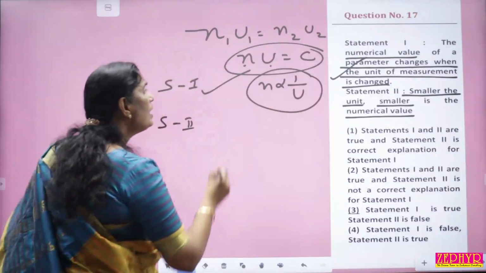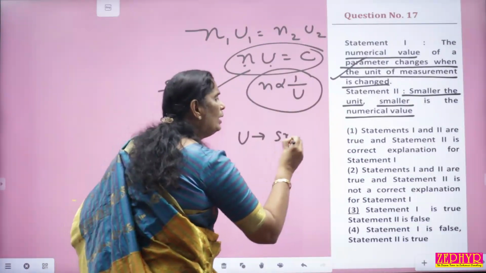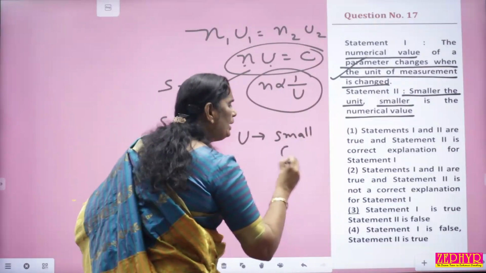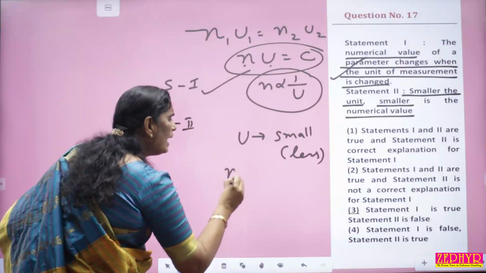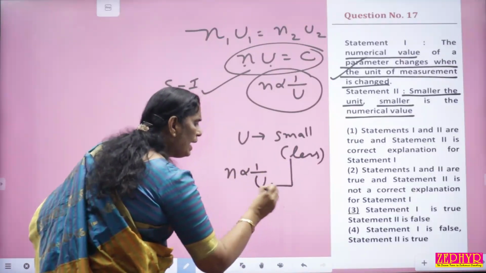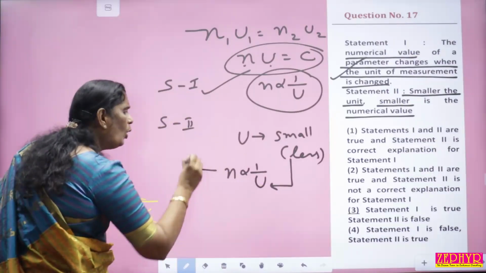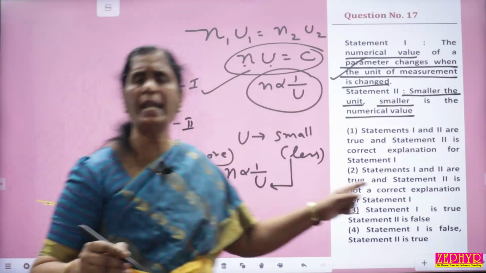That smaller the unit. U is unit. Unit is small, that is, unit is less. If the unit is less, what is n? n is proportional to 1 by u. If the unit is less, n will be more. We'll get more value of n. That's what she showed there.